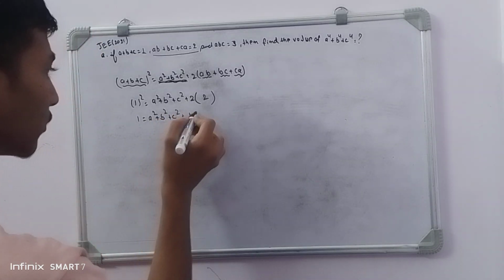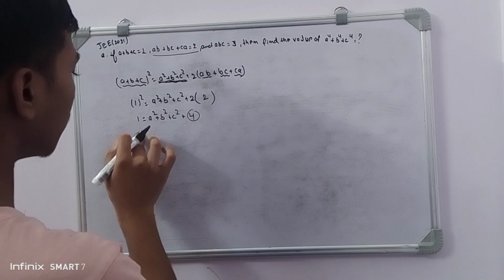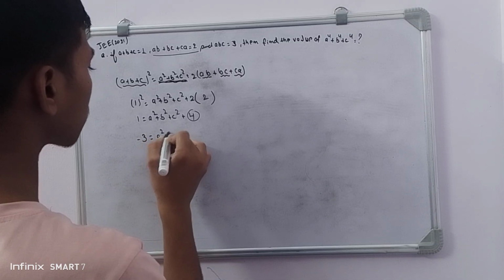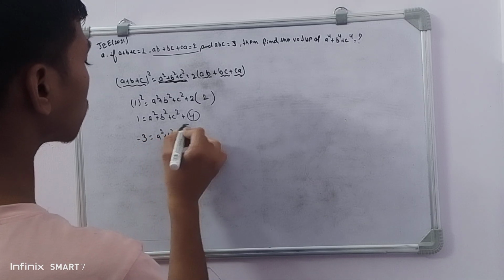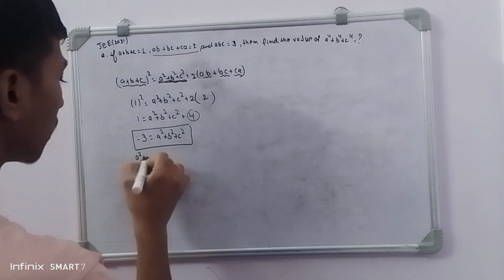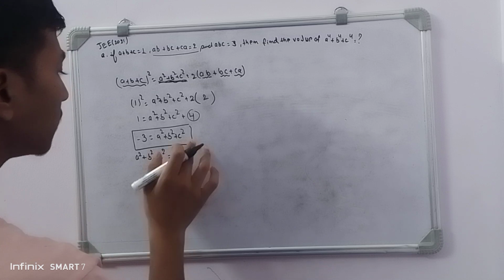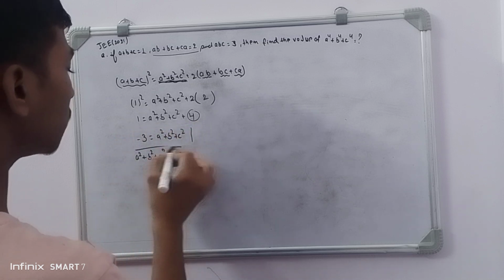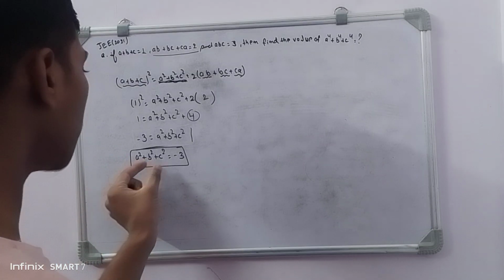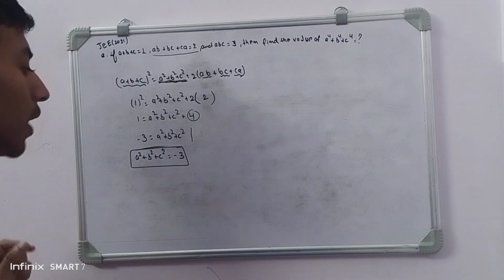So take this 4 to the left side, so it becomes minus 4 on this side, and when subtracted, it becomes minus 3. So this can be written as a square plus b square plus c square equals minus 3. As we reach this level, we know that when we square both sides of this one, we will reach the power 4, and this is going to be our answer.